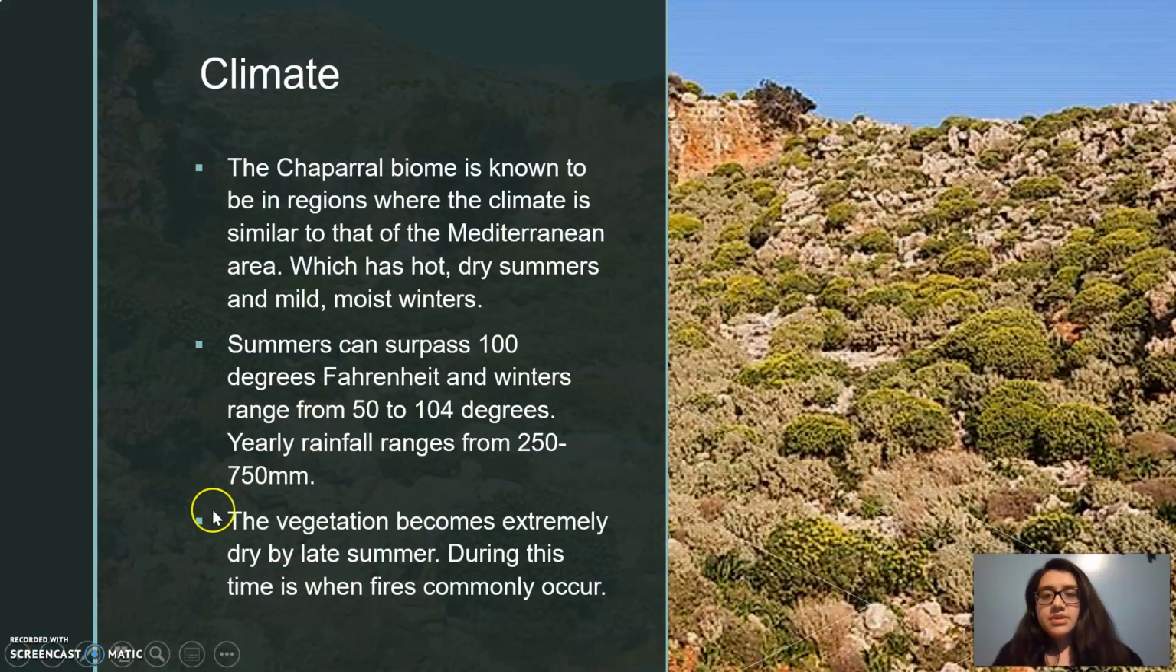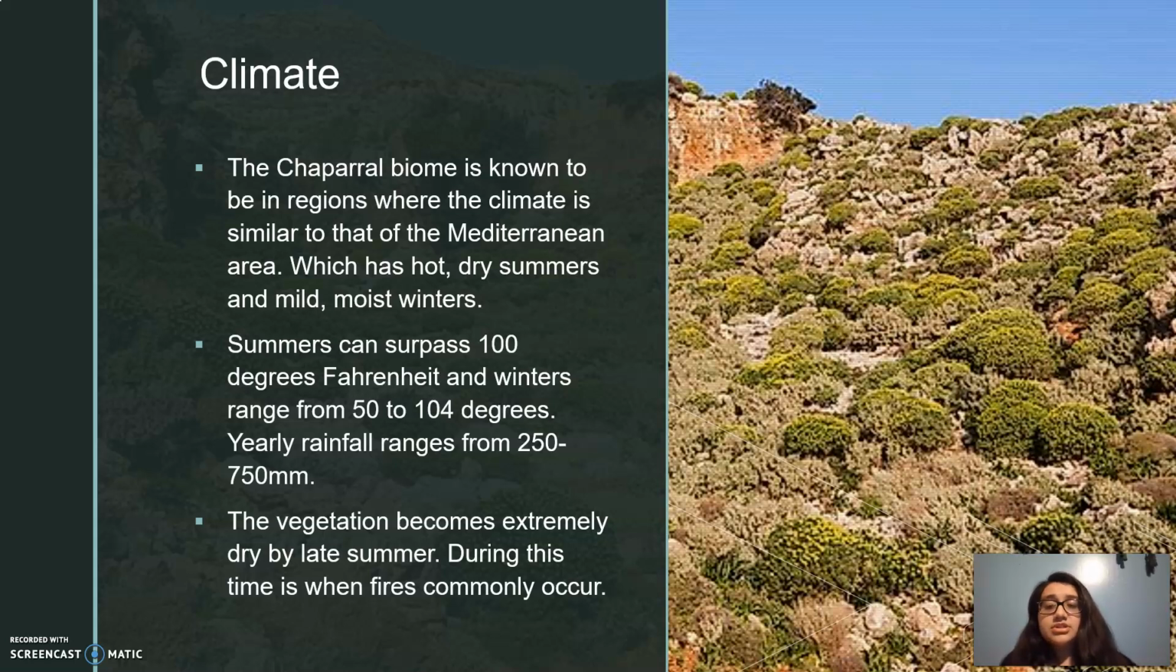Climate. The chaparral biome is known to be in regions where the climate is similar to that of the Mediterranean area, which has hot, dry summers and mild, moist winters. That is why it is sometimes called the Mediterranean forest biome, also because it is similar to that area's climate. But another name would be chaparral. They basically mean the same thing.